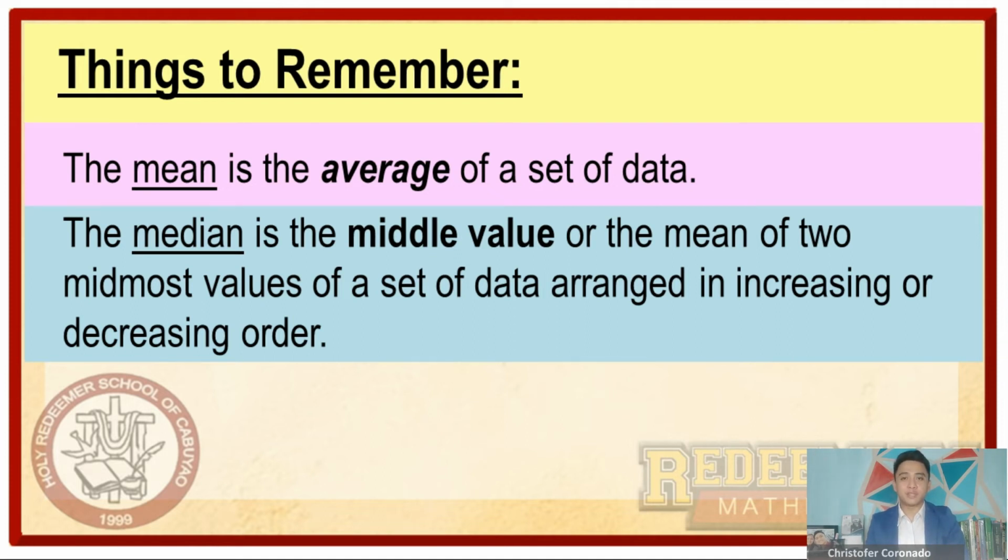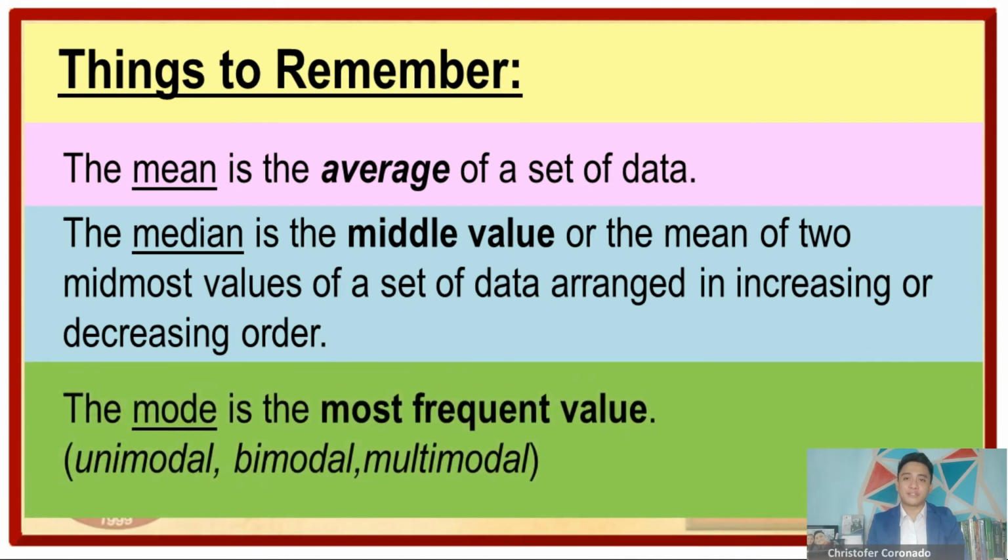Now for the mode, it is the most frequent occurring value. You can get the mode by a simple observation. When there is no score that appears most in comparison with the other number, then there is no mode. If there is an exact one mode, that is a unimodal distribution. For 2 modes, bimodal. 3 or 4 modes, multimodal.